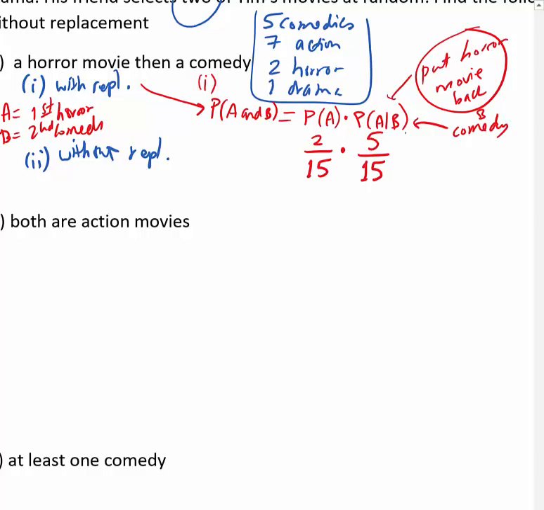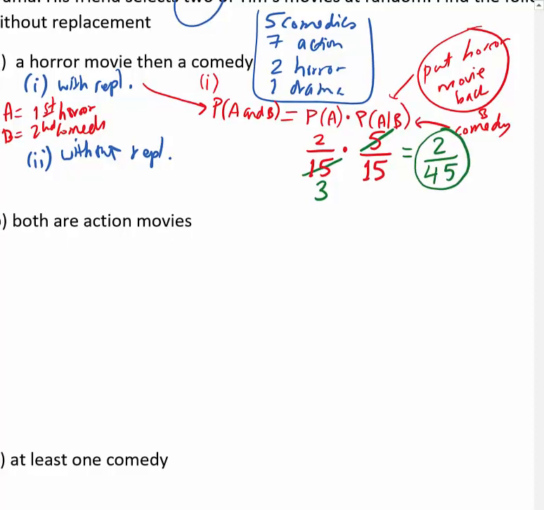So that's our probability, and we can go ahead and start reducing instead of multiplying across. I mean, you could multiply across and then reduce, but you might as well reduce first. 5 goes into 15 3 times. Then we're left with 2 on the top. 3 times 15 on the bottom is 45. So you have a 2 out of 45 shot.